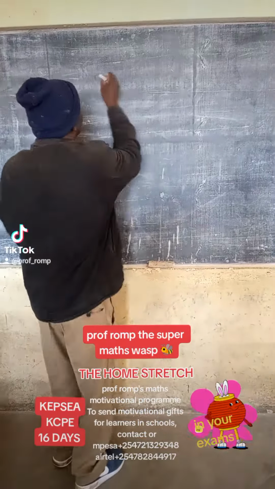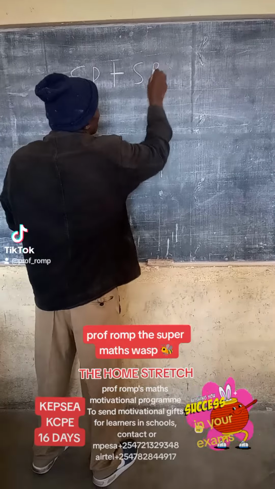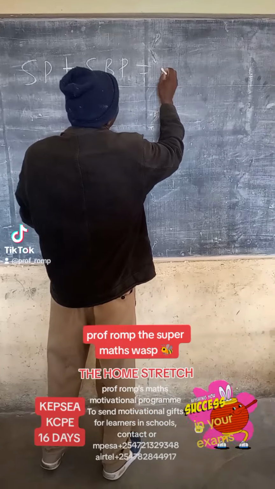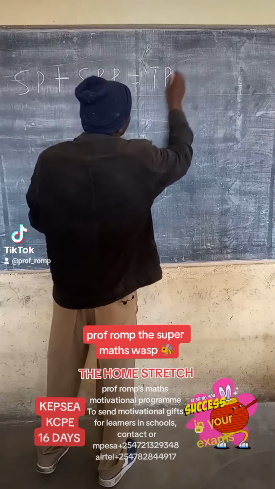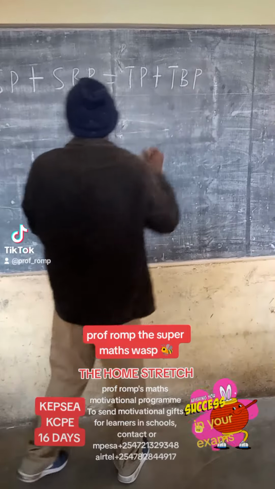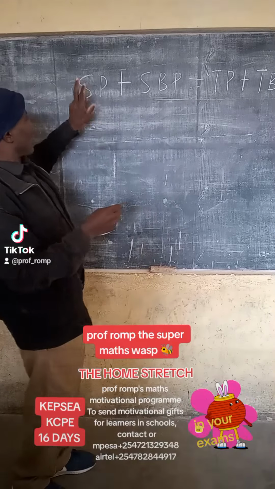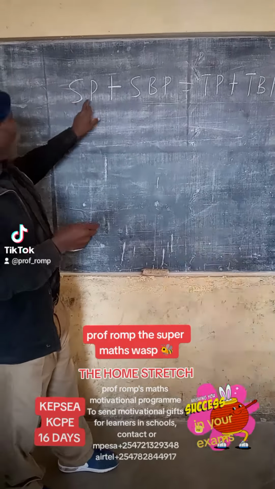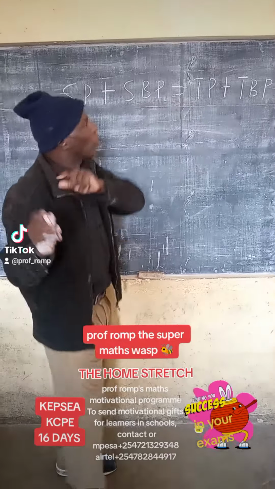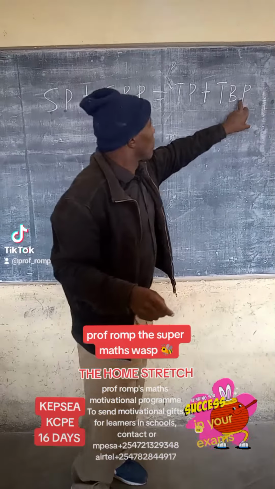Oh yes, abbreviation statement. SP plus SBP is equal to TP plus TBP. Are we together? These abbreviations are initials of solving problems plus solving big problems is equal to telling problems plus telling big problems.